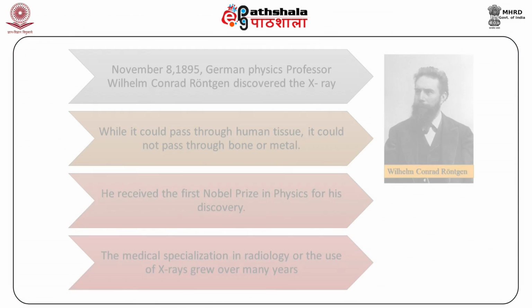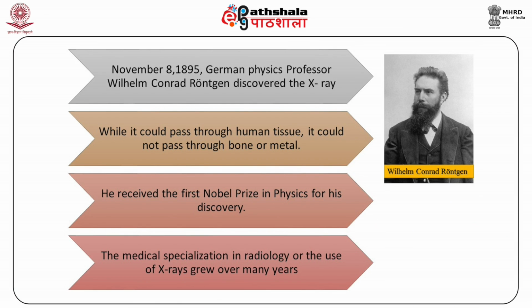On November 8, 1895, German physics professor Wilhelm Conrad Röntgen discovered the X-ray and noted that while it could pass through human tissue, it could not pass through bone or metal. He received the first Nobel Prize in physics for his discovery. The medical specialization in radiology, or the use of X-rays, grew over many years.